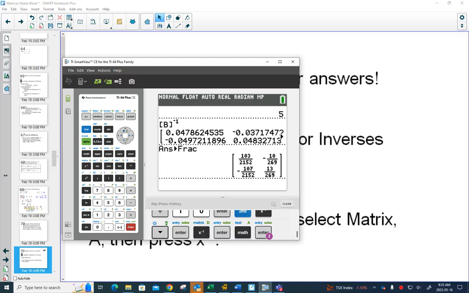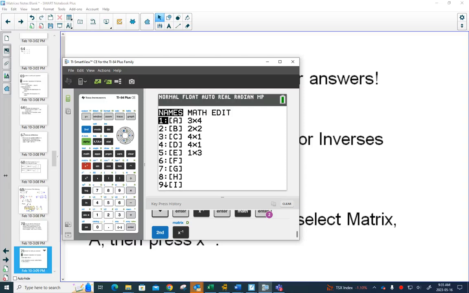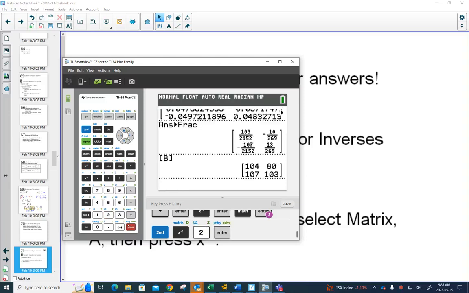What was matrix B? Just curious. Second matrix B. I don't remember what I had. Oh, it was a nice big one. That was from our sick grade 11s and 12s.